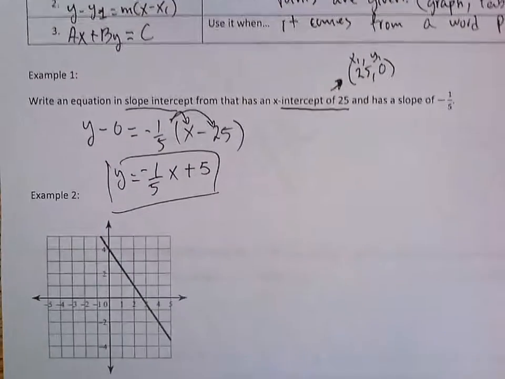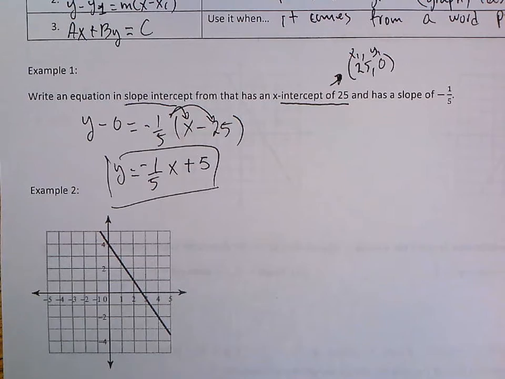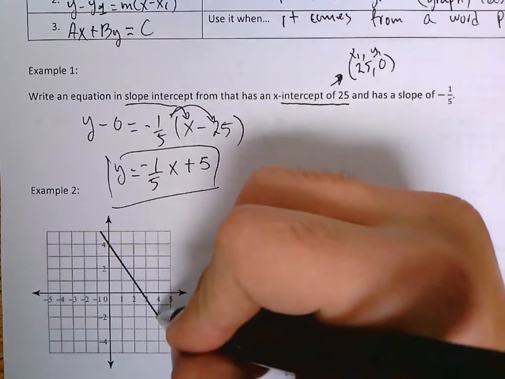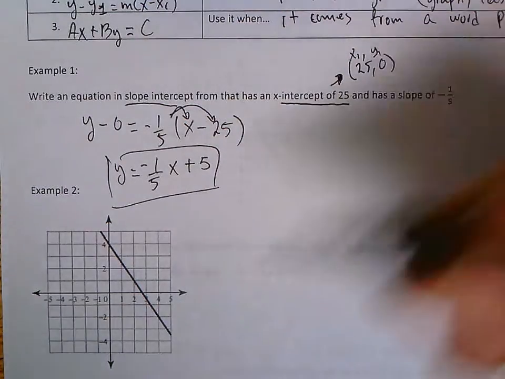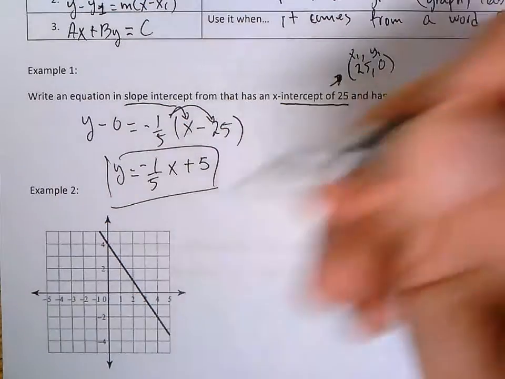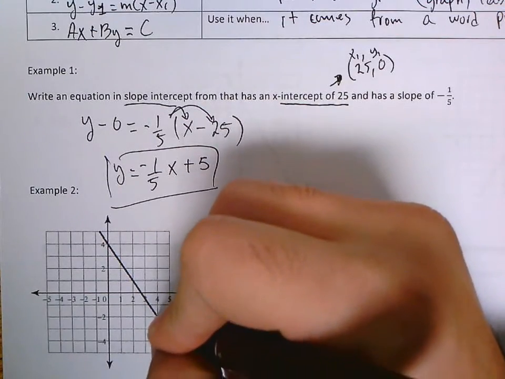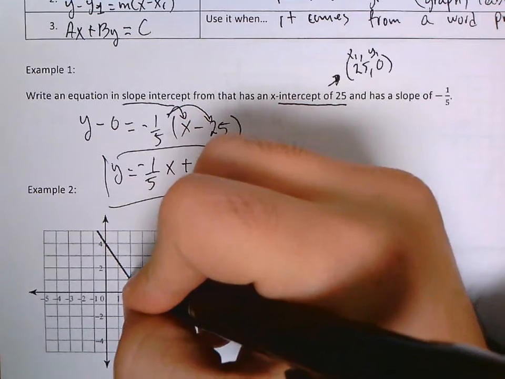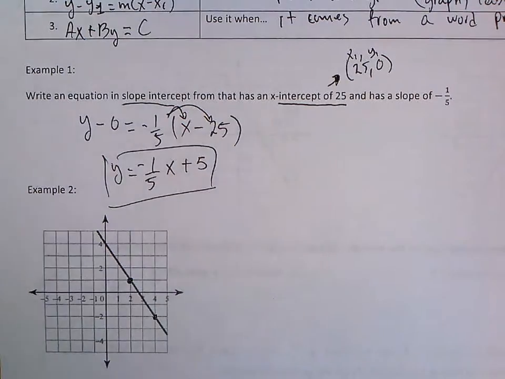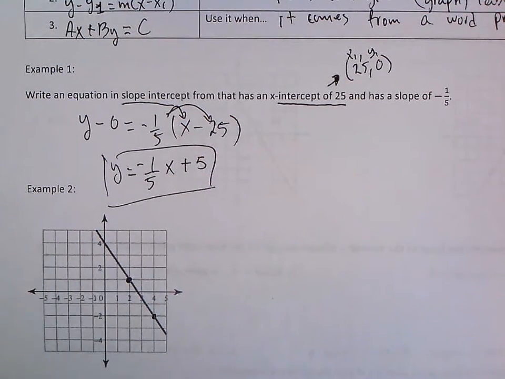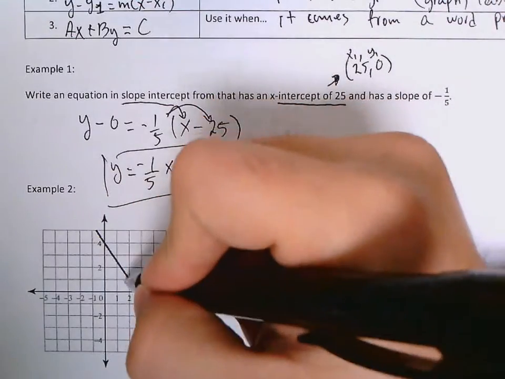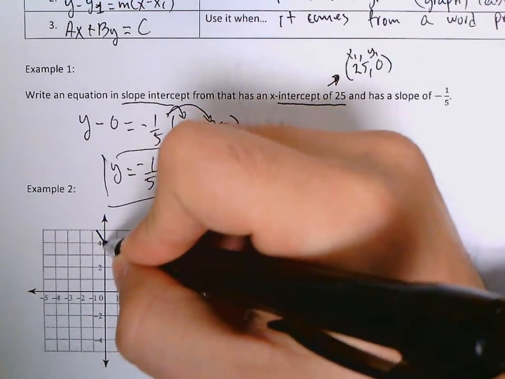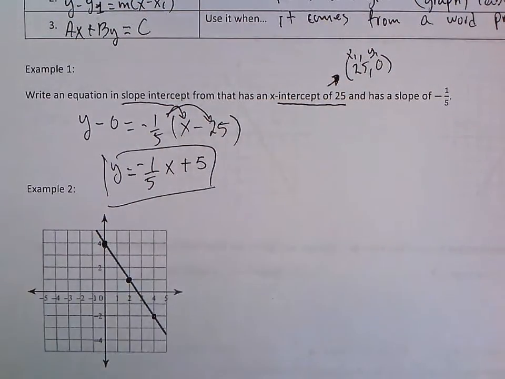Example number 2. Now we're given a graph. The cool thing about this graph is that it has pretty points. A pretty point is where the line goes through the edge of a square. So I'm going to pick 2 pretty points. The reason I'm doing that is because I'm going to find the slope. Those are it. You could have picked this one and this one here too. That's also a pretty point.